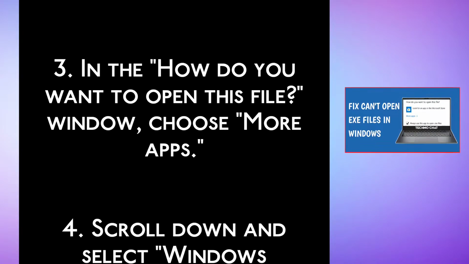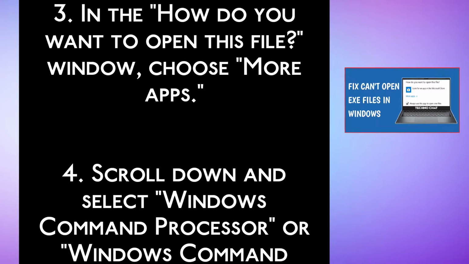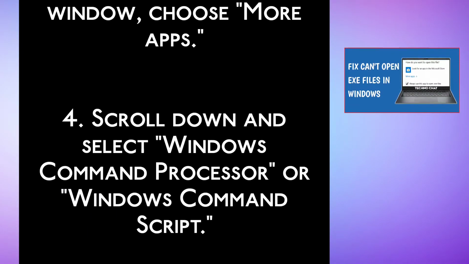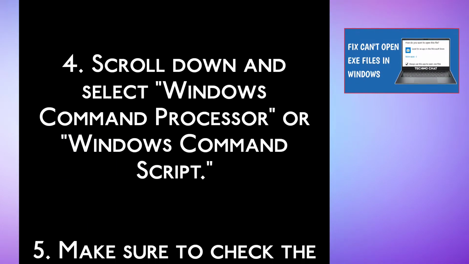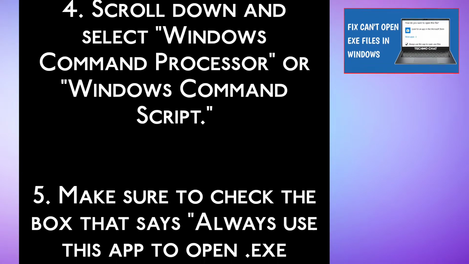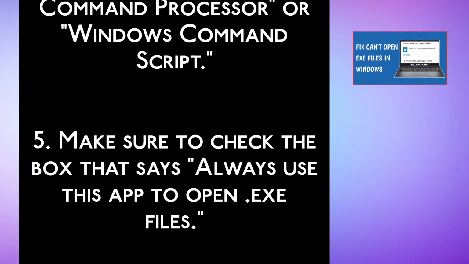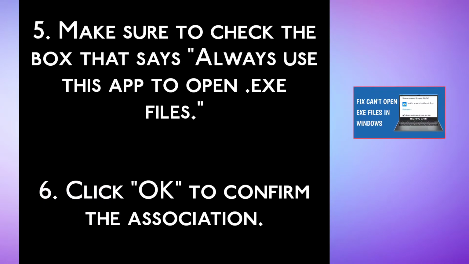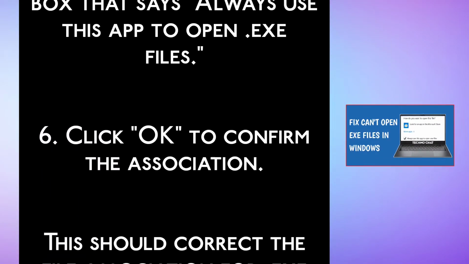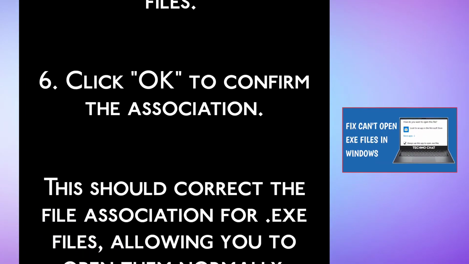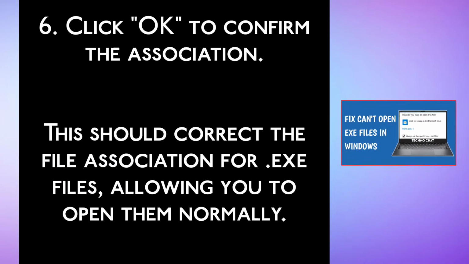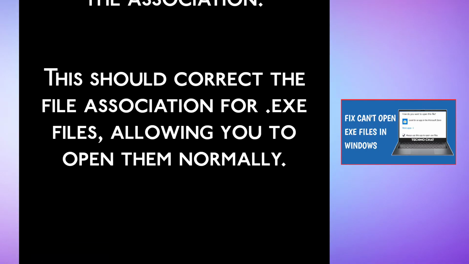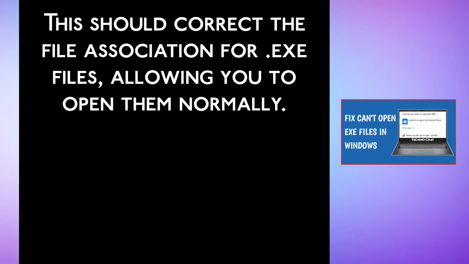Step 3. In the How do you want to open this file window, choose More Apps. Step 4. Scroll down and select Windows Command Processor or Windows Command Script. Step 5. Make sure to check the box that says Always use this app to open .exe files. Step 6. Click OK to confirm the association. This should correct the file association for .exe files, allowing you to open them normally.